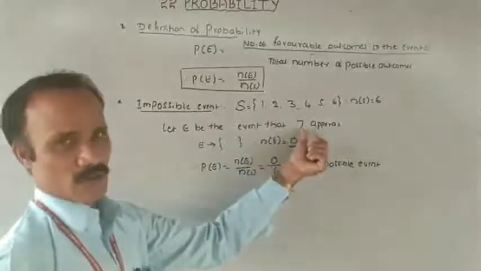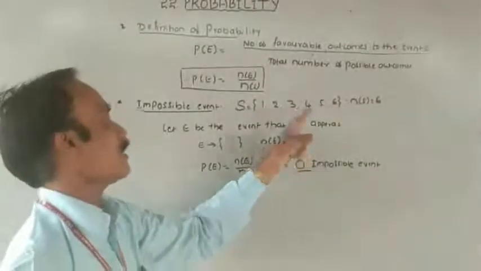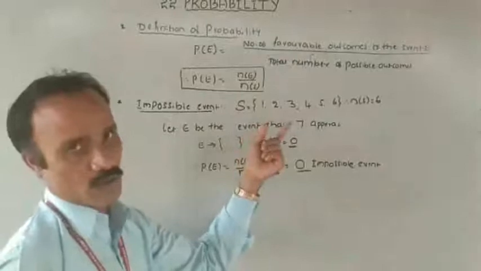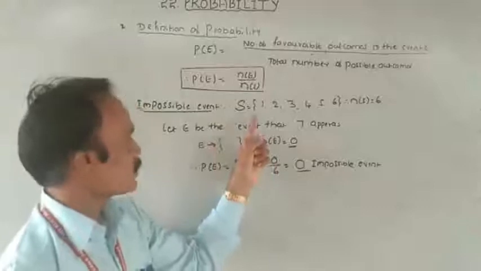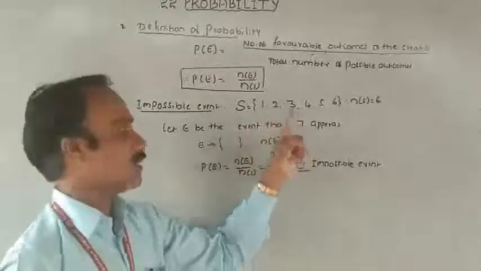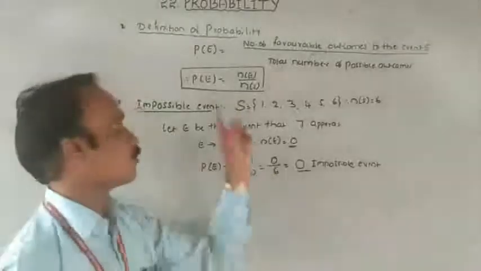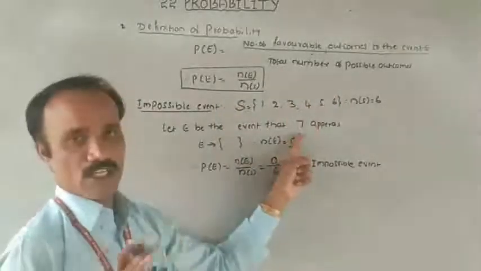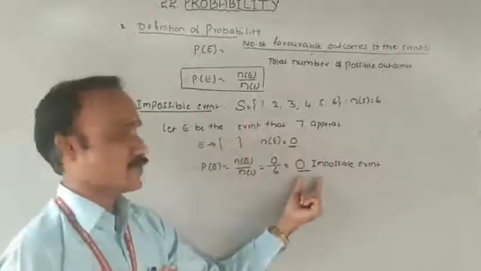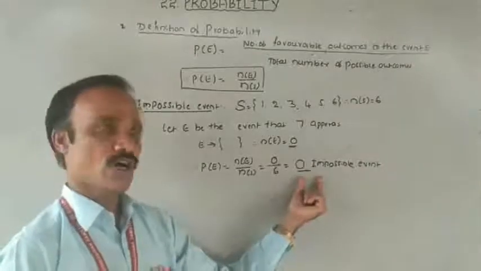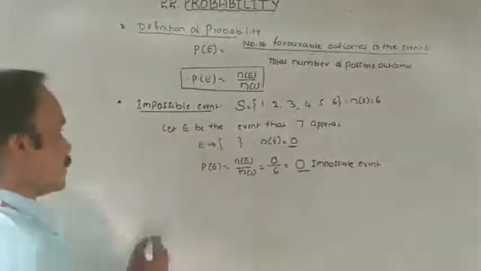Why is it called impossible? We cannot get 7 because the last number is 6. We also cannot get less than 1. So if a die is thrown, we get 1 or 2 or 3 or 4 or 5 or 6. Only one number will turn up. We get any one out of these 6. 7 is impossible. So for an impossible event, the probability is always 0, or an event which has probability 0 is called an impossible event.